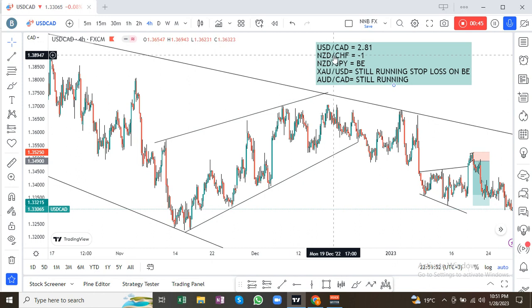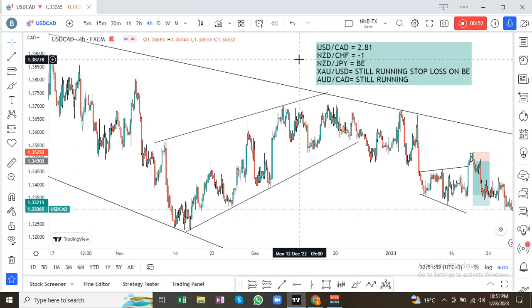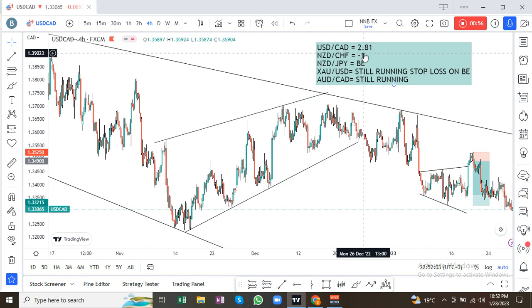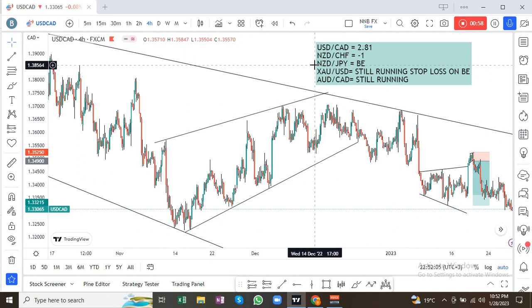The next trade, the first trade that I took this week, was on New Zealand dollar against Swiss franc, which I was stopped out on my stop loss with. On that trade, I lost 1%, and the next trade was New Zealand dollar against the Japanese yen, which I was stopped out at break even.